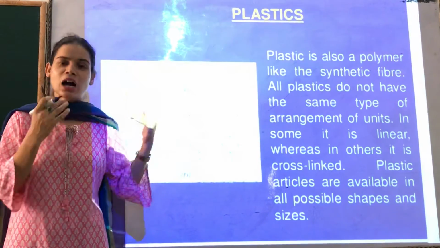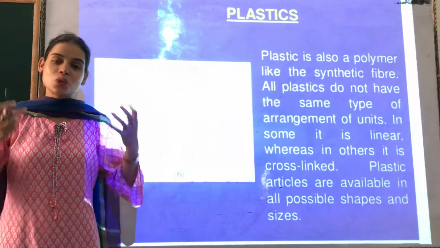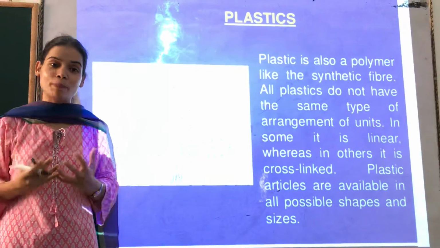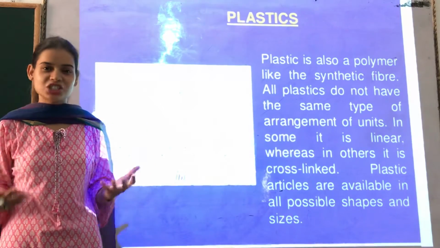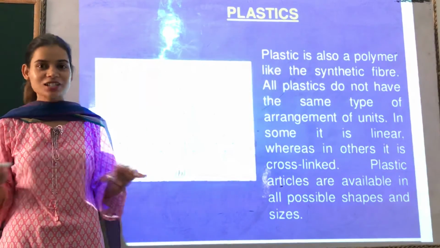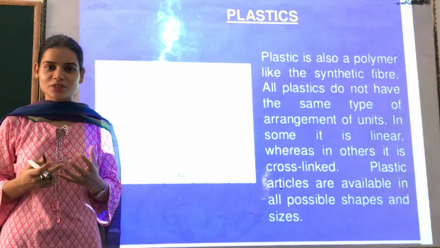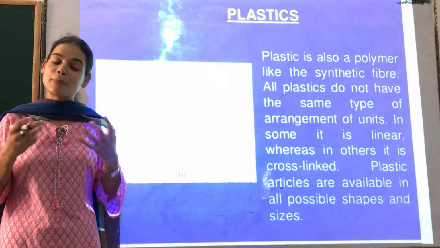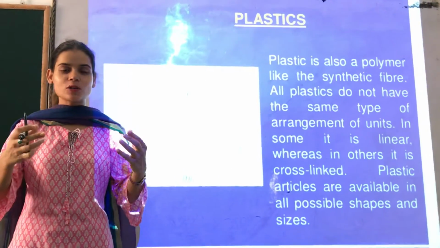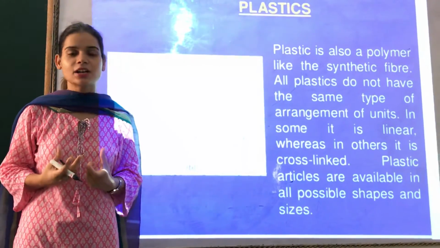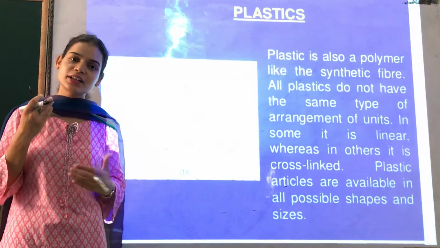Though some types of plastics are harmful also, plastics are widely used. Why are they used? Because of their properties. Plastic can be molded in any shape. They are very cheap, they are durable, they are rust free. So there are many advantages of plastic. Today we are going to understand plastics in more detail. Do you know plastic is also a type of synthetic fiber?